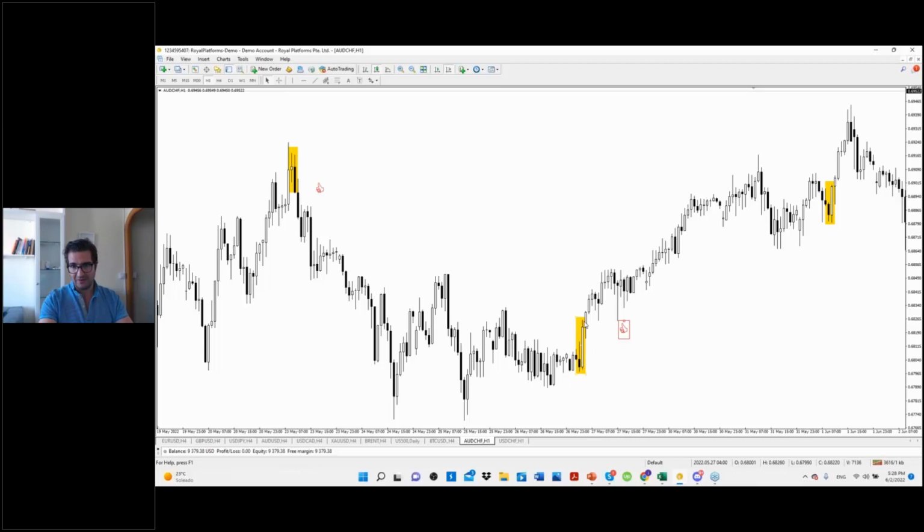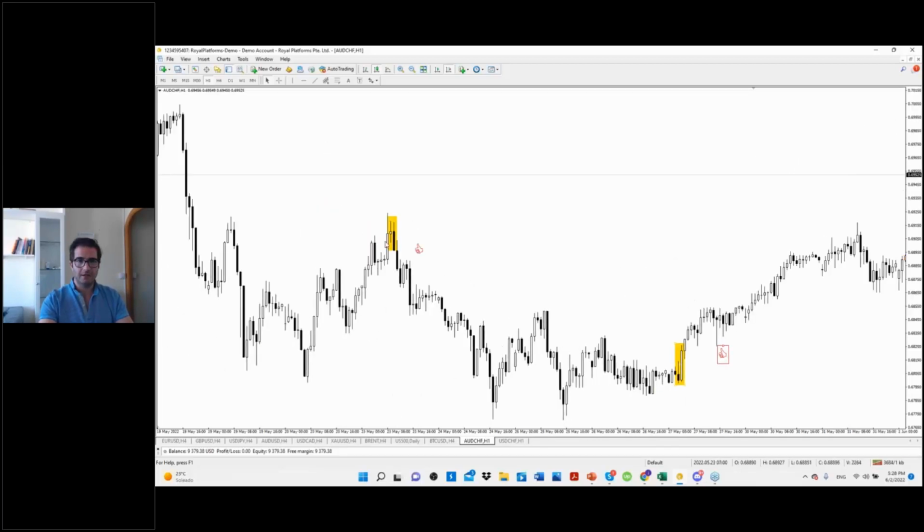Whenever you have a bullish engulfing pattern, it is made by 2 bars. One has a big bullish body, and the previous one has a small bearish body. If the first one, which is to the right, is much bigger than the previous one, we call this an engulfing bullish pattern.